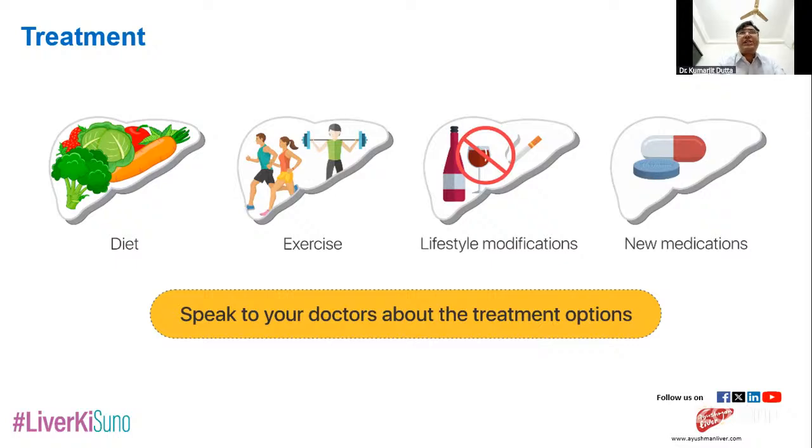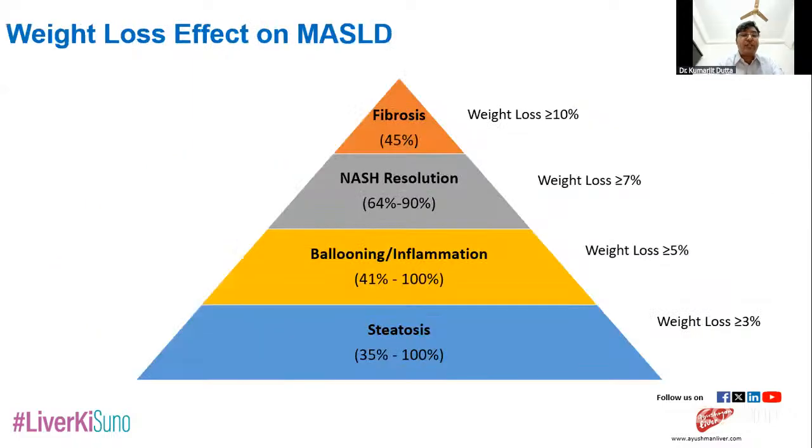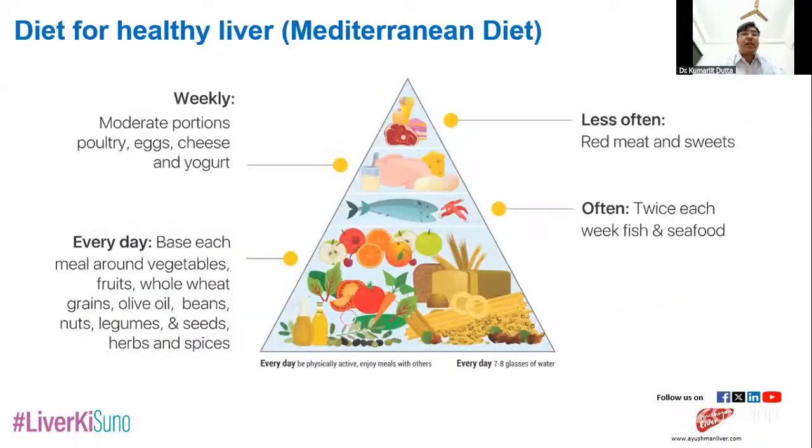And there are newer medications which can actually reverse MASLD if diet and exercise are done, and weight is controlled. If you want to reverse the stages, you have to reduce your weight. A combination of hypocaloric diet and moderate intensity exercise provides the best likelihood of sustained weight loss. A 3 to 5% loss can actually improve the steatosis, and progression also moves towards the normal level.